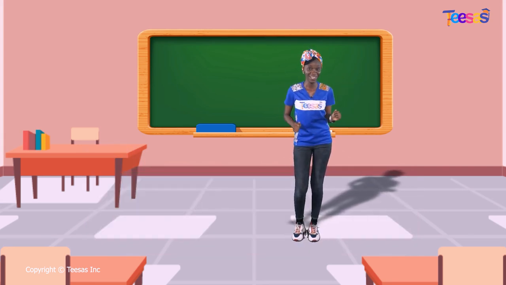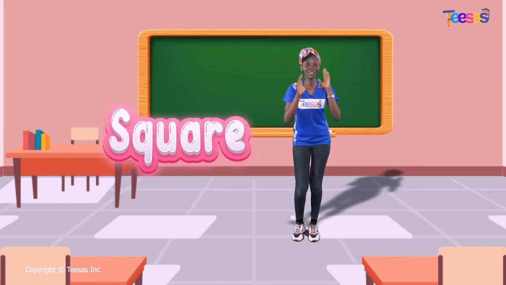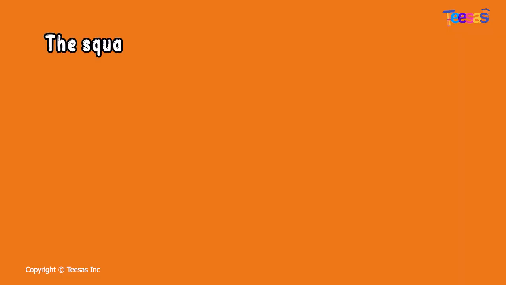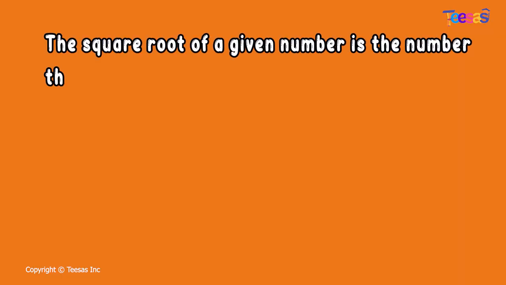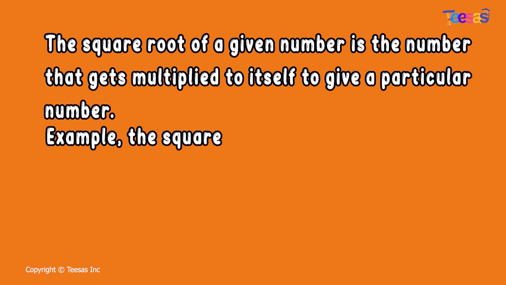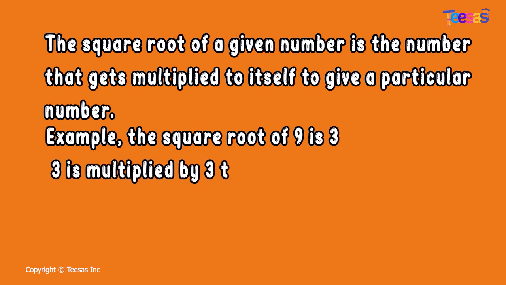In this lesson, we will be learning about square roots. The square root of a given number is the number that gets multiplied by itself to give a particular number. Example: the square root of 9 is 3, as 3 multiplied by 3 gives 9.